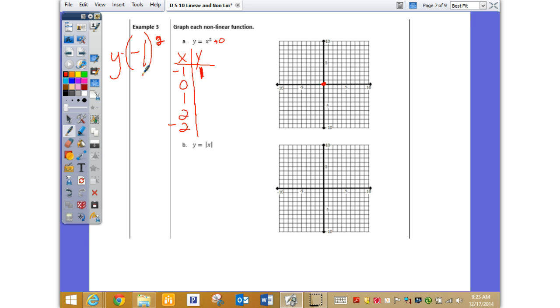So what do I get for 0 squared? 0. Well, 1 squared. 2 squared. 4. And a -2 squared. 4 again. All right, let's plot those now because we have to graph it. So negative 1 and 1, 0, 0, 1 and 1, 2 and 4, negative 2 and 4. What are we making there?